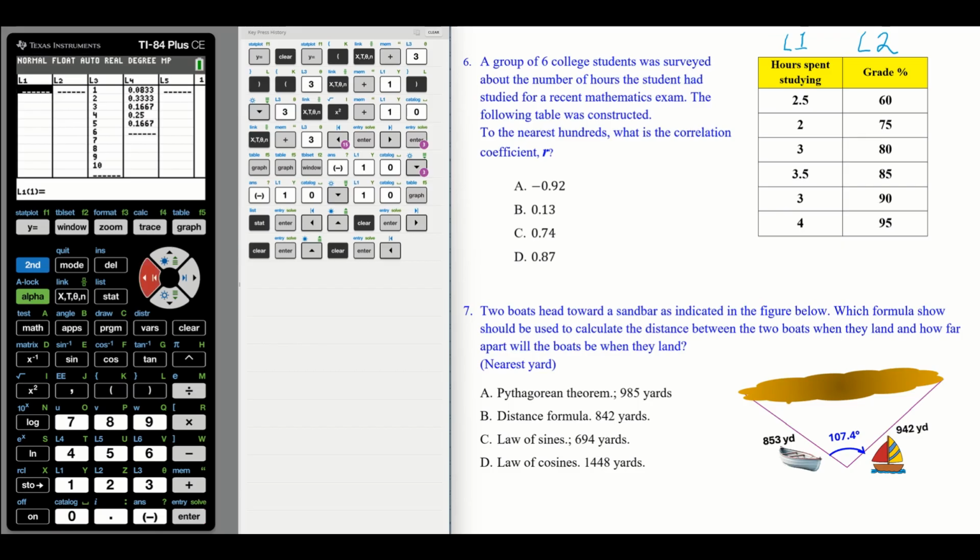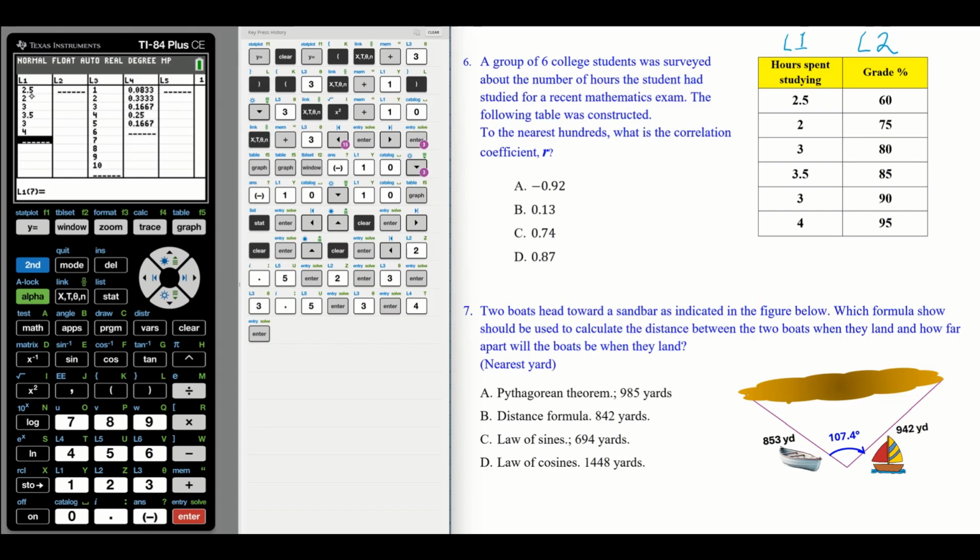Okay, so let's go and put in our information in our L1. 2.5, enter, 2, then 3, then 3.5, then 3, then 4. Okay, let me check. How many should I have? 1, 2, 3, 4, 5, 6. Okay, looks like I'm good.